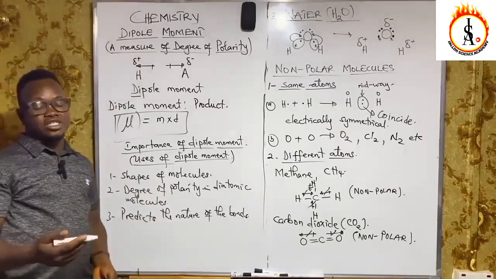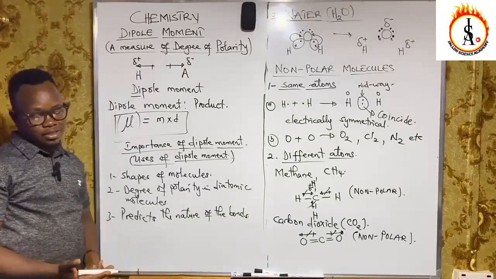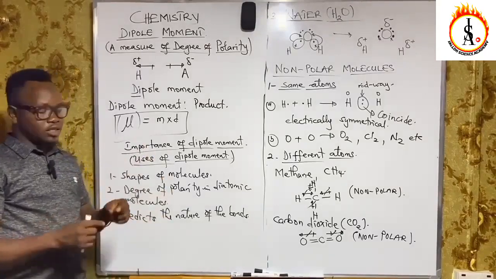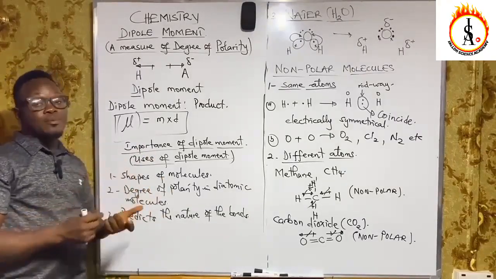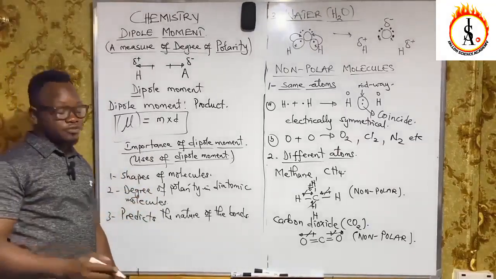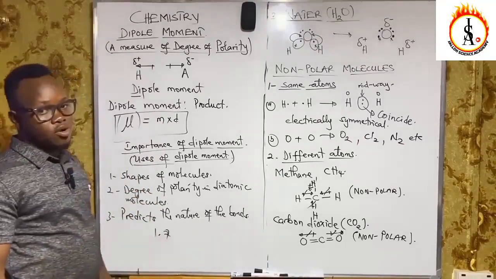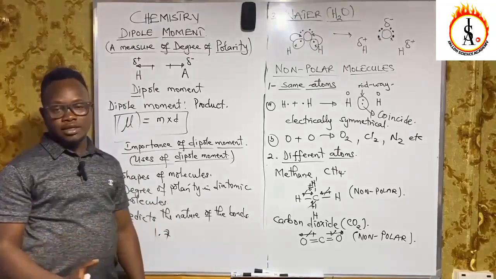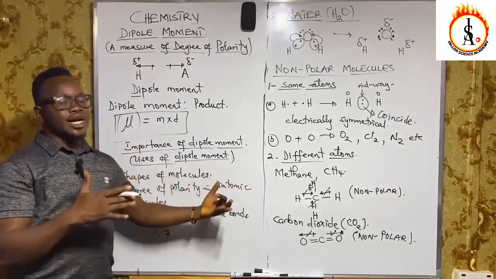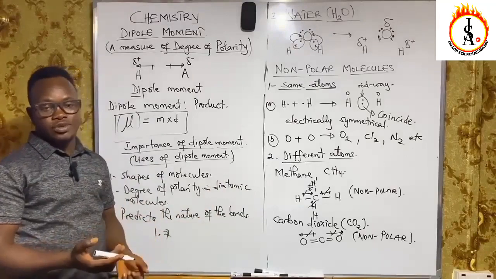And if the electronegativity difference is 1.7, then we can say the bond is 50% covalent and 50% ionic, meaning half covalent and half ionic. If you have it around 1.7, okay? And if the electronegativity difference is more than 1.7, then the bond becomes more ionic and less covalent. So as the electronegativity difference increases, the ionic character of the bond also increases. So you have to note that.